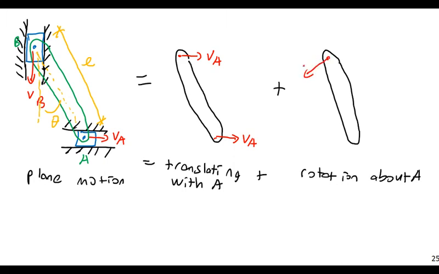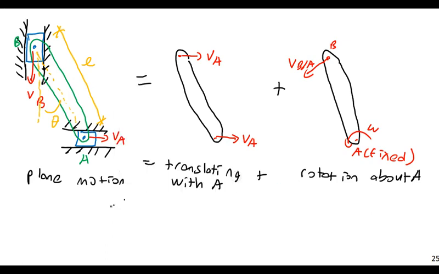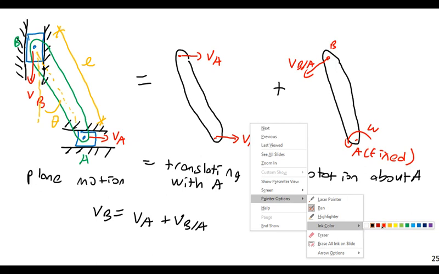And so B would have a relative velocity, V of B with respect to A, and also I would have some omega, treating A as fixed, as a fixed rotation. And if I could define all of these, I would say that velocity VB is equal to VA plus VB slash A. And so I would have a relationship like this.